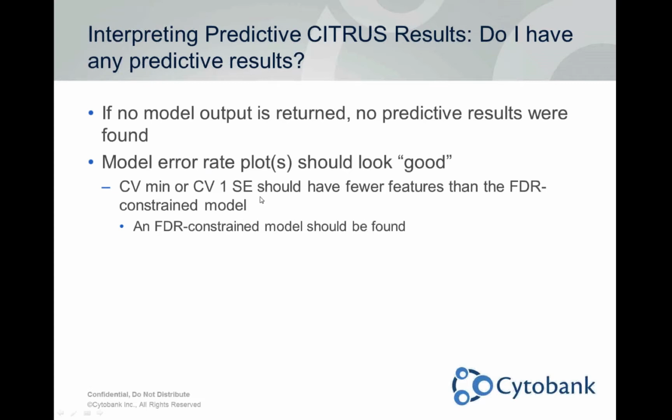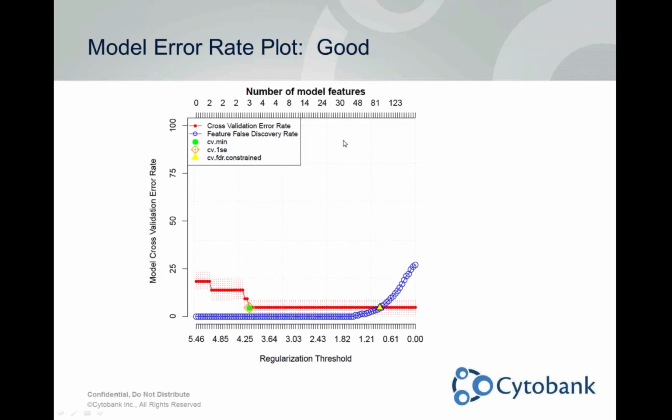So just FYI, just so that you have a written rule, the CV-min or CV1SE should have fewer features than the FDR constrained model. And an FDR constrained model should be found. So what does that look like? So here is a model error rate plot that looks good. You can see there's a little key up here.